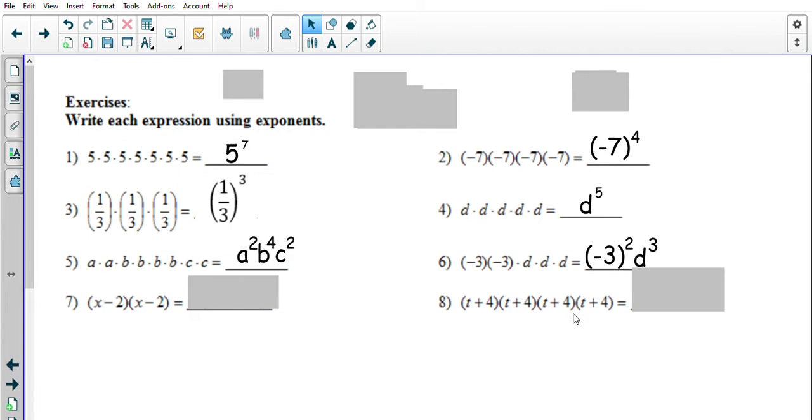Number 7, this is where we have an expression that is our base. X minus 2 times x minus 2 is x minus 2 in parentheses to the 2nd power. Our base is x minus 2 and our exponent is 2.